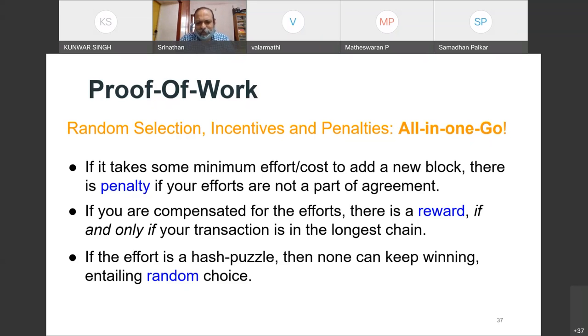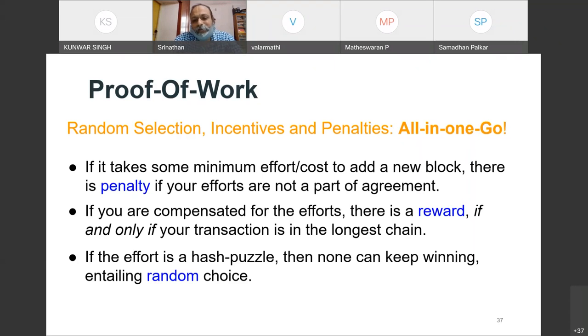If it takes less than 10 minutes, make the puzzle harder. If it takes greater, make the puzzle easier. So how do you make the puzzle harder or easier? To make it harder, you just reduce the threshold. That's all. To make it easier, increase the threshold. So notice that if you have a hash puzzle, then you can actually double it up as proof of work because you have to do a lot of work to solve the hash puzzle.